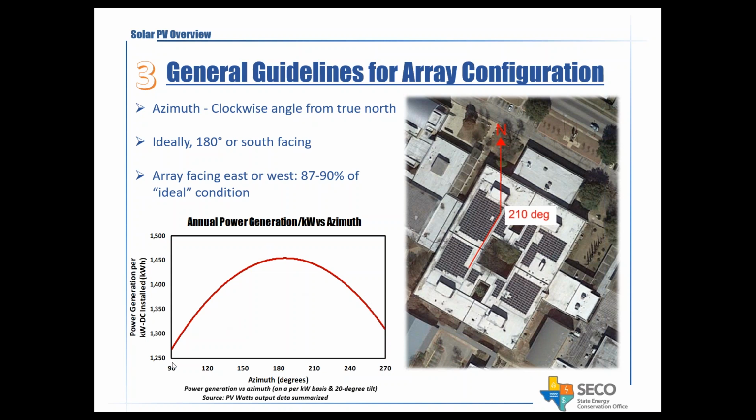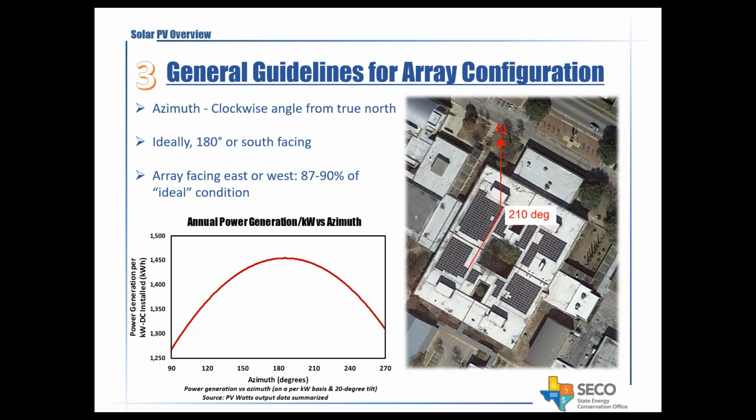So as you can see, when the angle changes between 90 degrees to 270 degrees, which is east or west, it can only be about 87 to 90% of the ideal condition. So you're not leaving too much on the table by having it face west instead of south. But to maximize your generation, facing south and just slightly west is ideal.